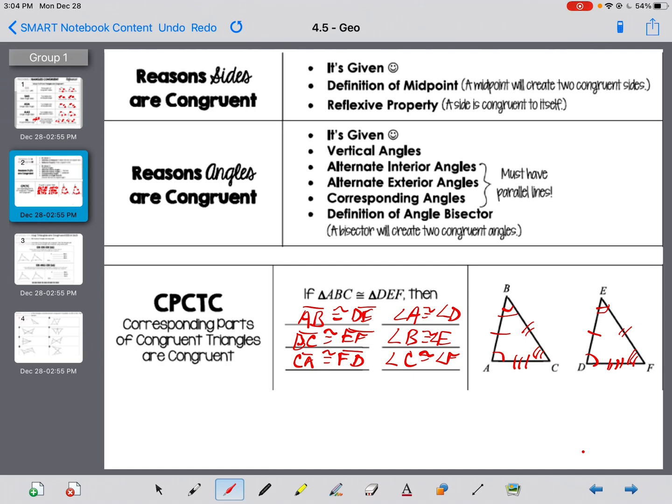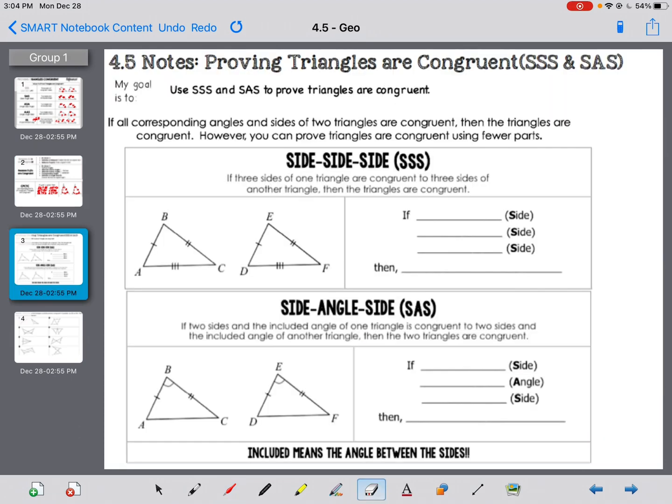CPCTC. Corresponding parts of congruent triangles are congruent. So that's for your reference. That's how we're going to prove triangles are congruent. Let's go over it again.